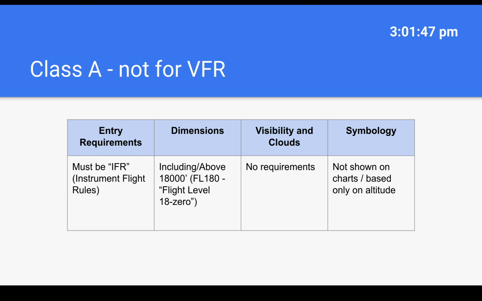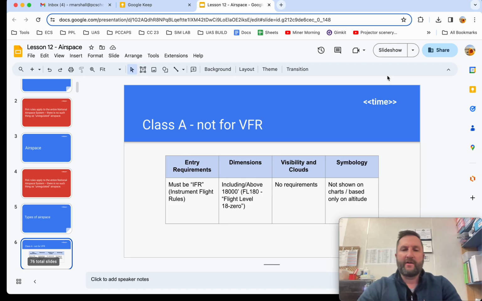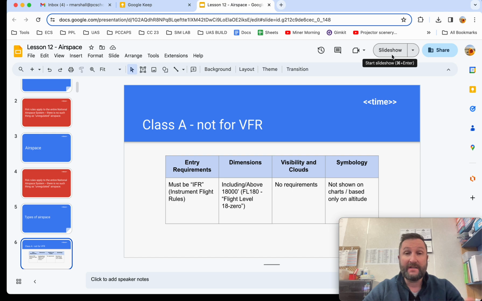This is not for VFR. This is only for IFR traffic, and so you must be IFR certified. Both the aircraft and the person flying the aircraft need to be IFR rated or certified. The dimensions are at or above 18,000 feet MSL. So anytime you're at or above 18,000 feet MSL and below 60,000 MSL, it's like a block, there is a cap to it, you're in Class A airspace.